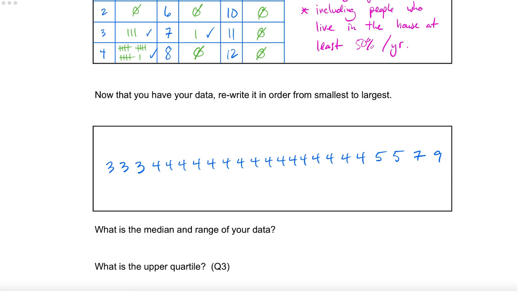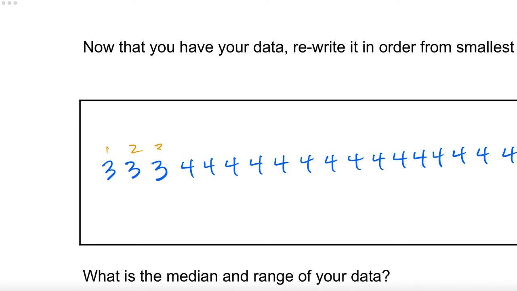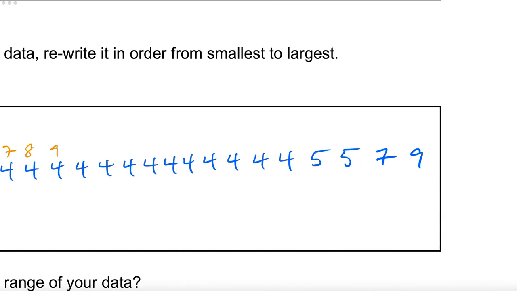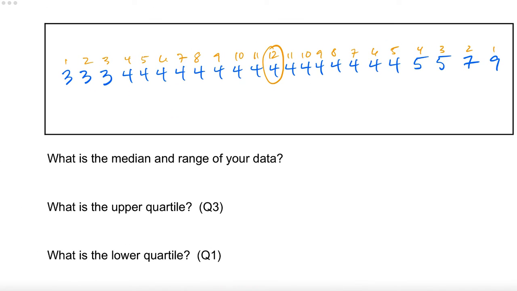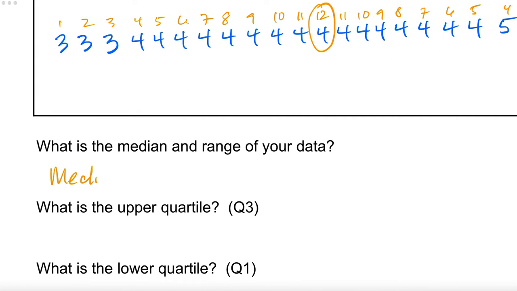So the median is going to be the middle value. So let's start our counting here. 1, 2, 3, 4, 5, 6, 7, 8, 9. Let's go from the other side. 1, 2, 3, 4, 5, 6, 7, 8, and 9. So we got 10, 11, and there's 12. So there is our median value, the middle. So median is going to be 4. Makes sense?